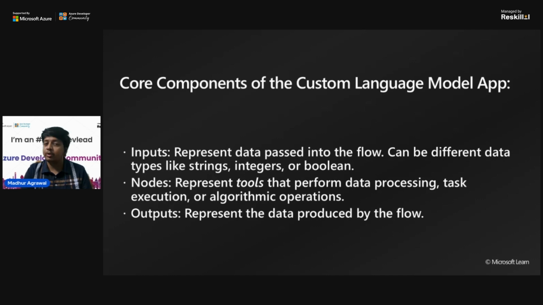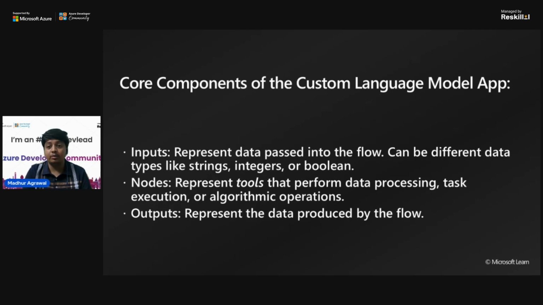So input, as you can already guess, is the input that we can give to our model app. The second thing is the nodes, which represent all the tools that are required to perform that data processing or the task that is given to the model. For example, let's say I have an app which can translate a doctor's prescription from English to French. That can be done by this custom language model app. The third thing is outputs, which represent the data produced by the flow.